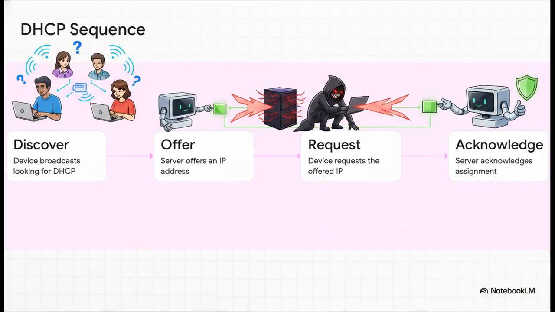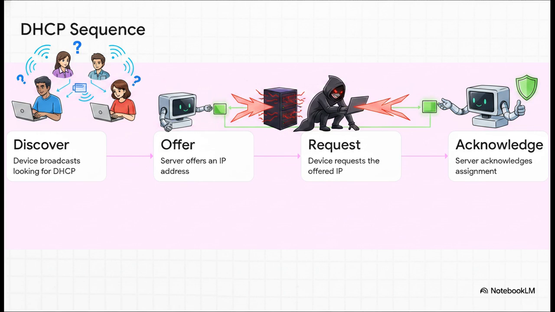Now, similarly, DHCP is what automatically hands out those IP addresses to devices joining a network, so admins don't have to do it manually. It uses a 4-step sequence we call DORA: discover, offer, request, and acknowledge. But watch out, because there's a massive danger here.